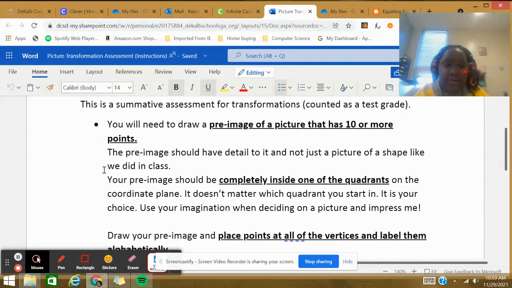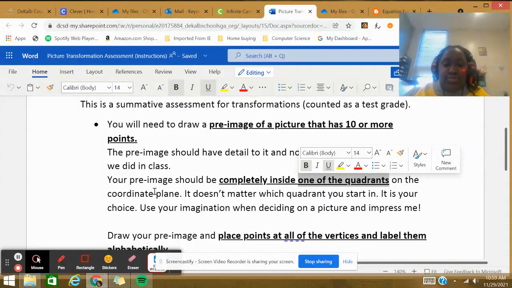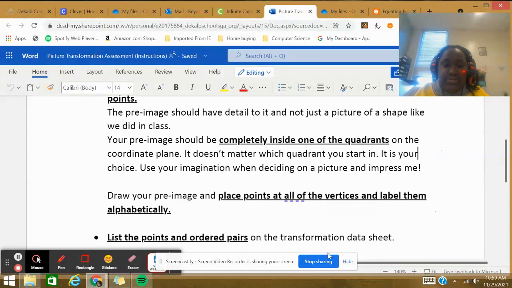Okay, your pre-image should be completely inside of one quadrant. So remember that we have four quadrants, quadrants 1, 2, 3, and 4, and the picture that you put as your pre-image has to be completely inside one quadrant on the coordinate plane. It doesn't matter which quadrant, so you can be in any of them that you start with, because it's your choice. So use your imagination when deciding on the picture and impress me.